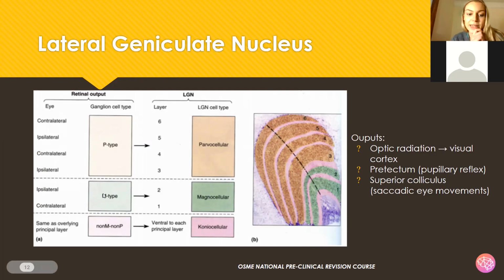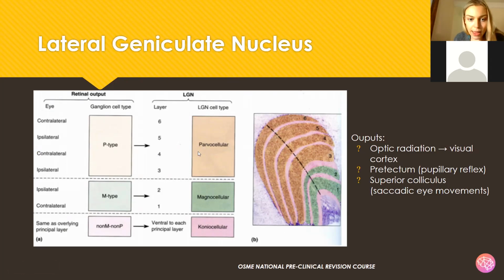And then, as well as being split into contralateral and ipsilateral, the 6 layers are also split into, as we can see, magnocellular and parvocellular, with magnocellular LGN cells in layers 1 and 2. And these receive projections from magnocellular retinal ganglion cells. And these have, again, large receptive fields, good temporal resolution, but poor spatial.